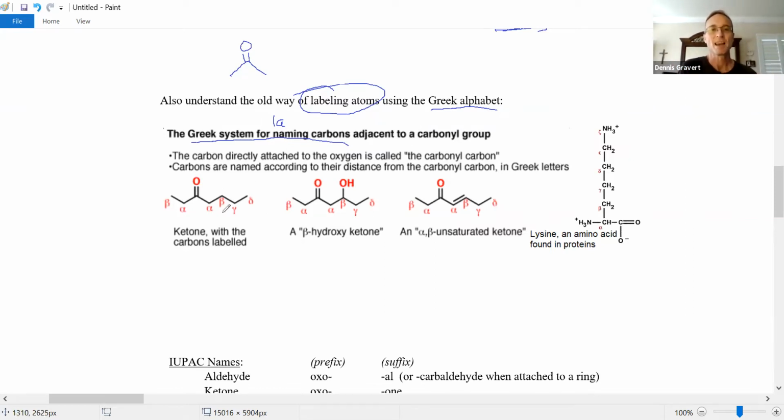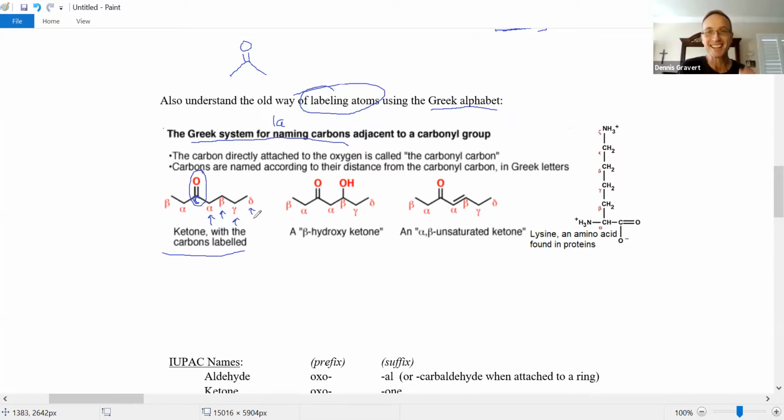The way the Greek lettering system works is you first identify your most important functional group. In this first structure on the left, the most important functional group is a ketone. So I'm going to circle it. There's a carbon that makes up the ketone functional group. That's part of the ketone group, so you don't label that. After that carbon, you begin labeling alpha, then beta, gamma, delta, epsilon, zeta, eta, theta.